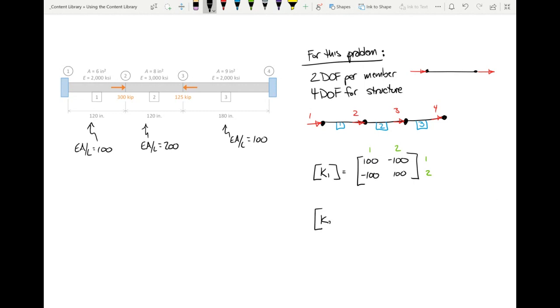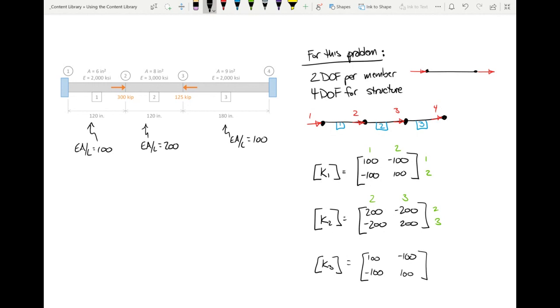Stiffness matrix 2 goes like that, because that second member goes from degree of freedom 2 to degree of freedom 3. Same thing here. Does that.